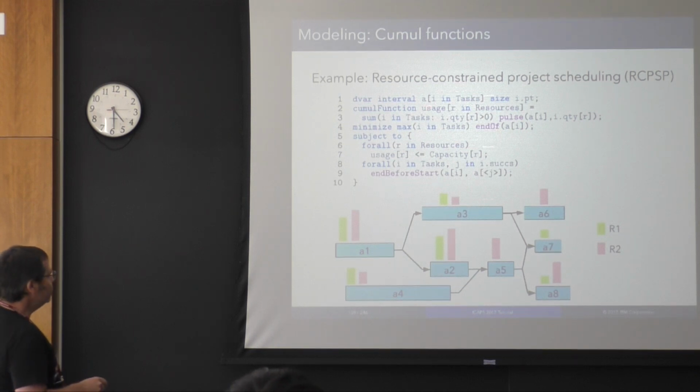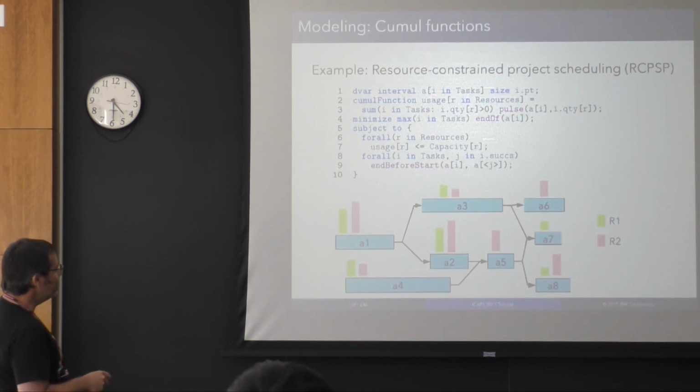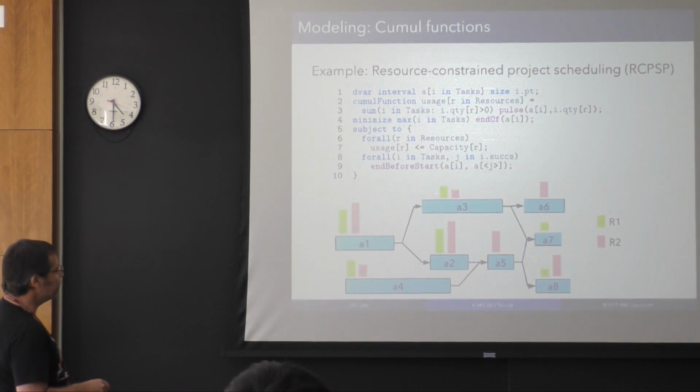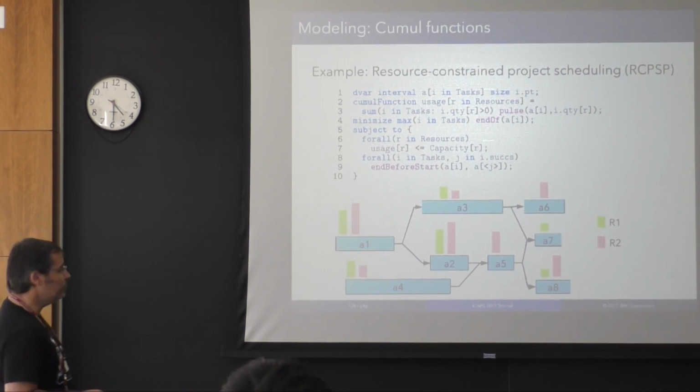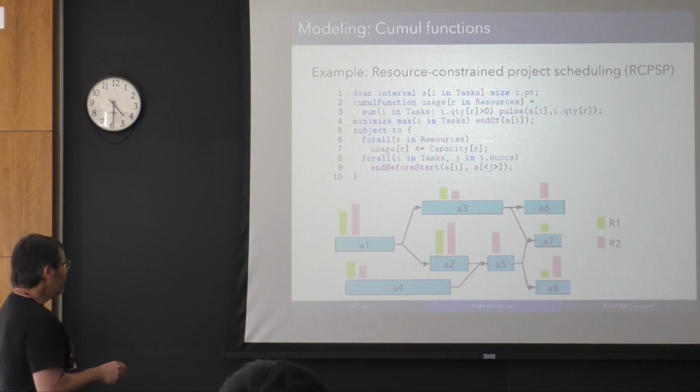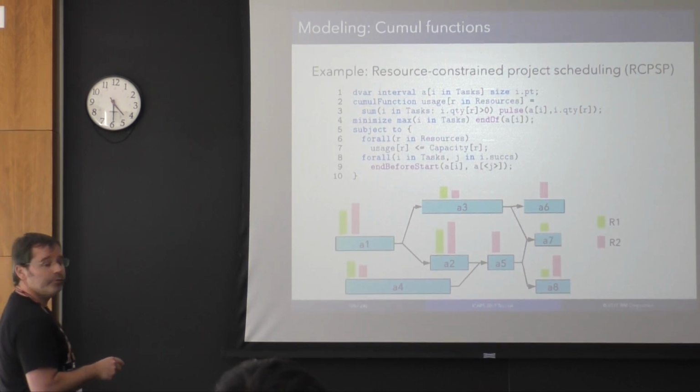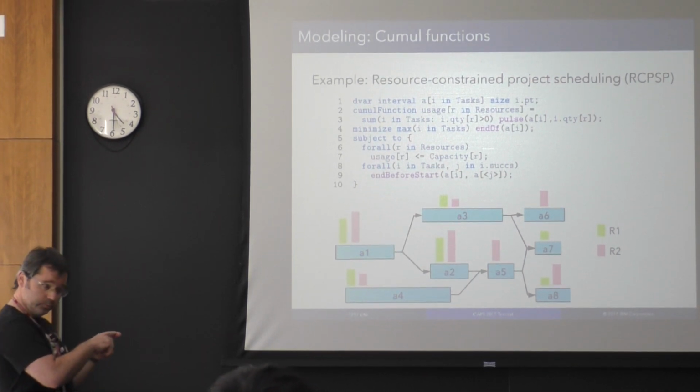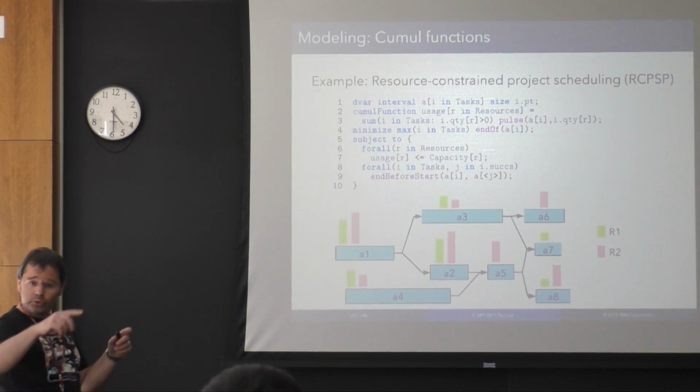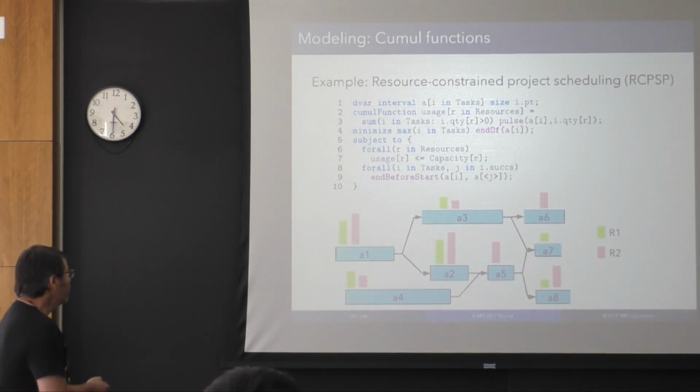So you define your set of tasks as interval variables here. You know the size, it's the processing time, it is known in this simple version of the problem. For each resource, you will define a cumul function that represents the cumulated usage of the resource over time. Okay? What is it?